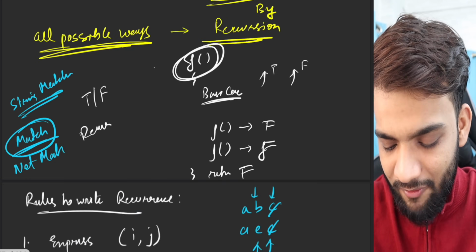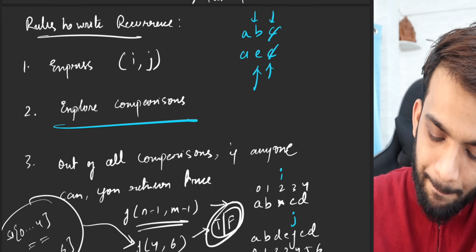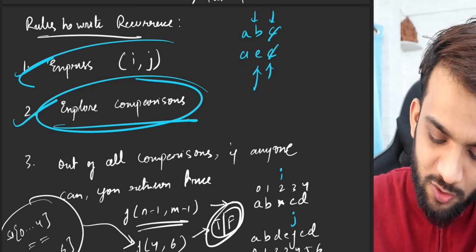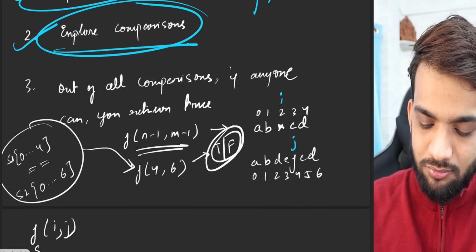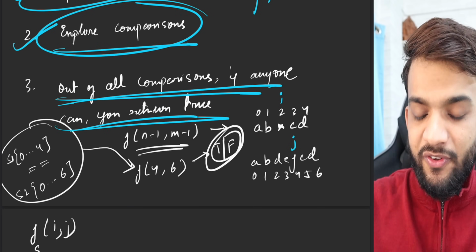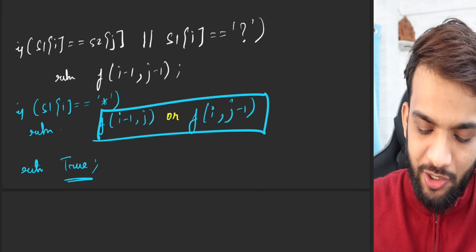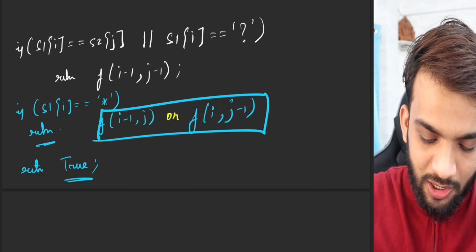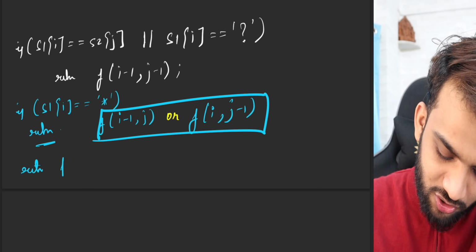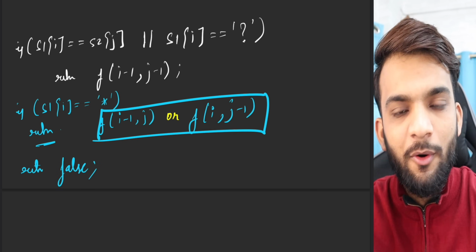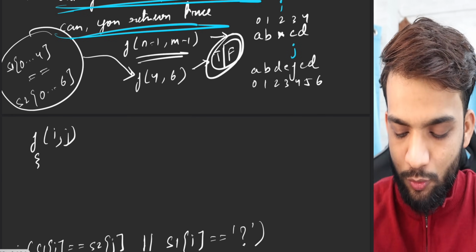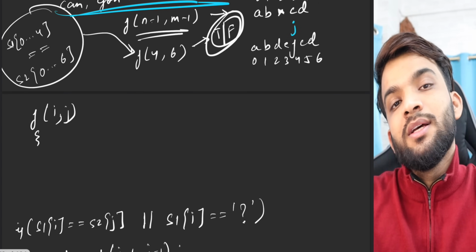So that's how I have explored all the comparisons. Out of all the comparisons, if any one of them is true, you return it. Otherwise, you return, I'm extremely sorry, this will be false. Perfect. What's the last step that you have to do? You have to write the base case.